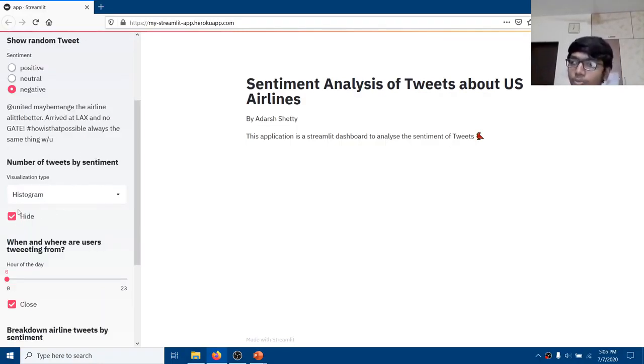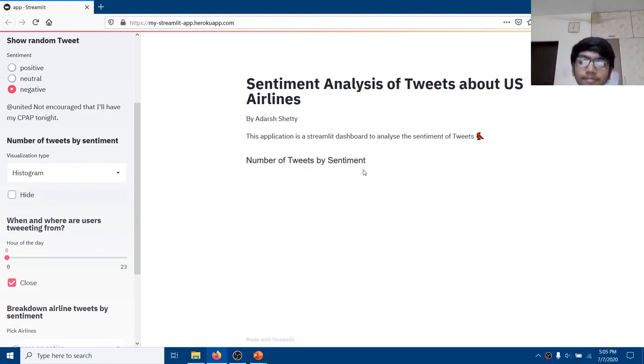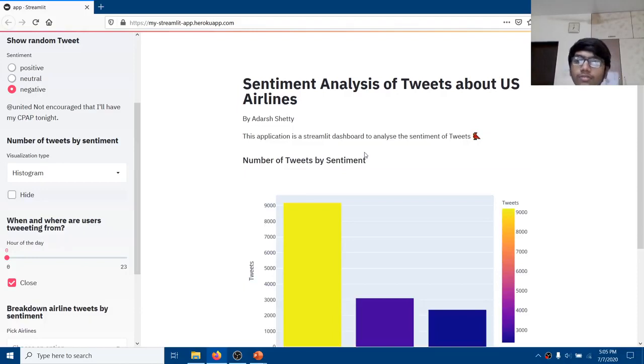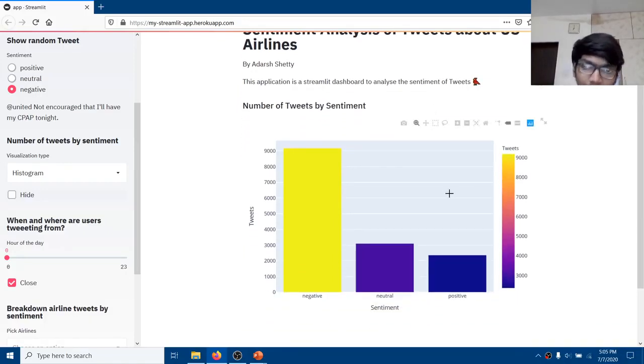After that we can also plot a histogram. By default the histogram is hidden to keep the UI neat, so I will unhide this. As we can see, here is the histogram. By seeing this histogram we can make out that there are many people who hate US airlines, because there are a huge number of negative tweets, a normal number of neutral tweets, comparatively very much less than negative, and a very small amount of positive tweets.